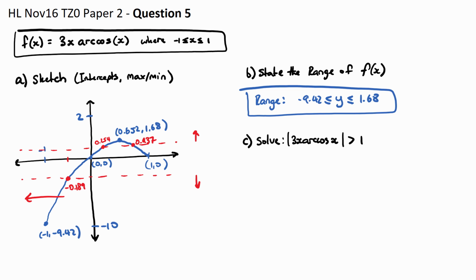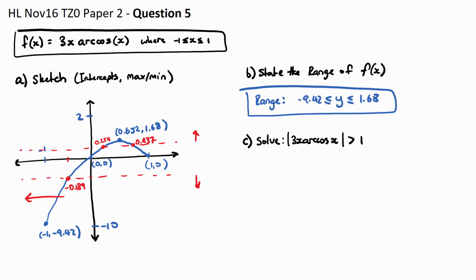Part C. It says solve the inequality, and we have the absolute value sign around our function here, 3x arccos x. When is that greater than 1? Now there's two ways of thinking about this. We can either graph the absolute value sign around our function, and that's going to push everything up above the x-axis, and we can find when that's greater than 1.